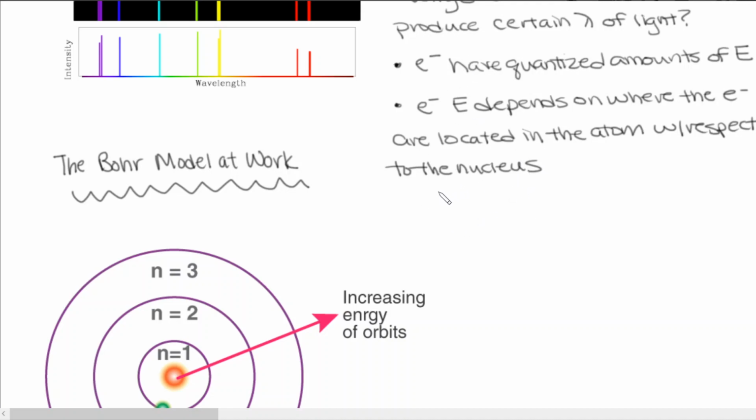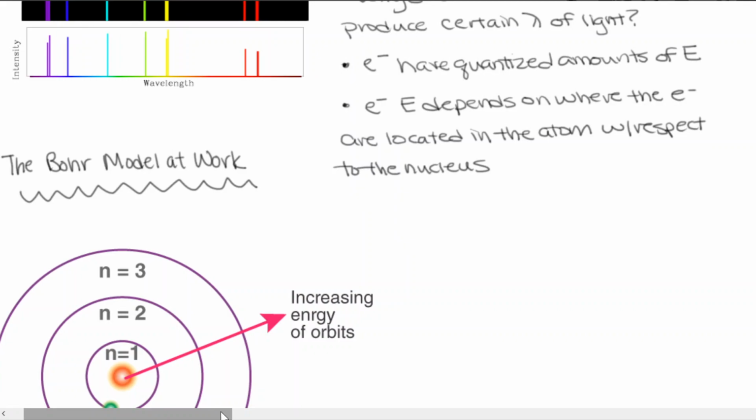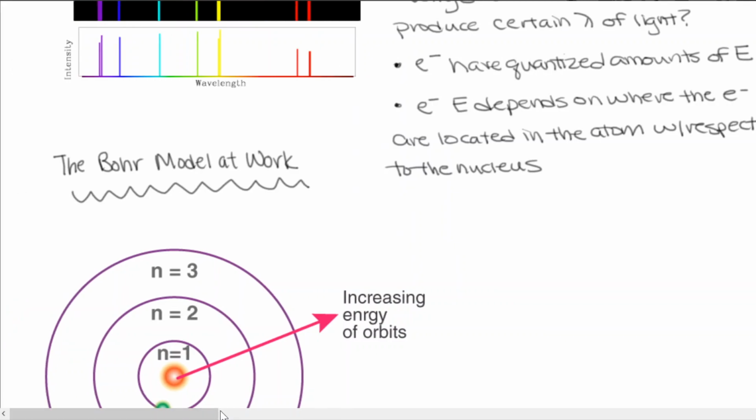In other words, how close or how far are they from the nucleus? So we need a new model of the atom, right? We can't just say, well, the electrons are somewhere in that empty space outside the nucleus. In order to explain these different colors of light that we're seeing, we need a new model that explains that.